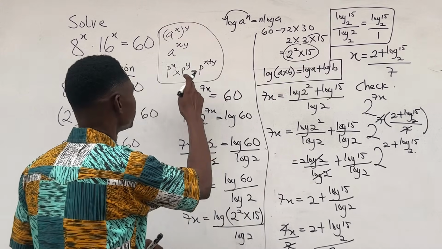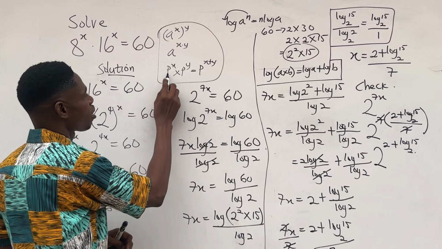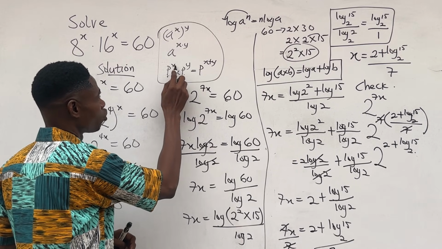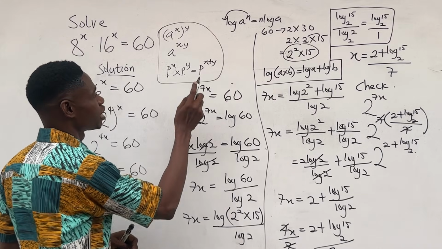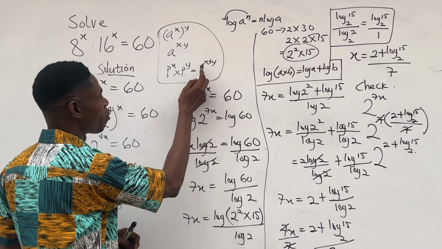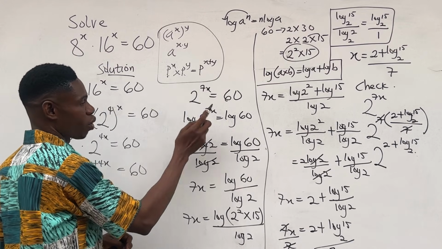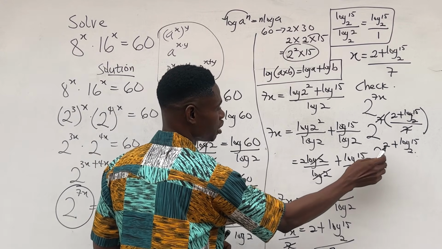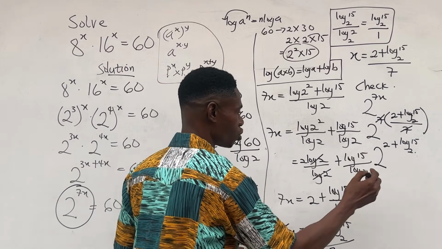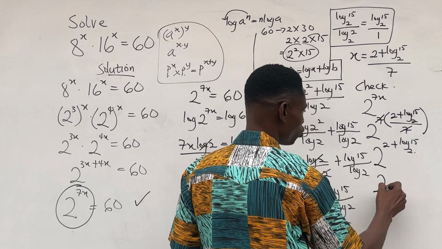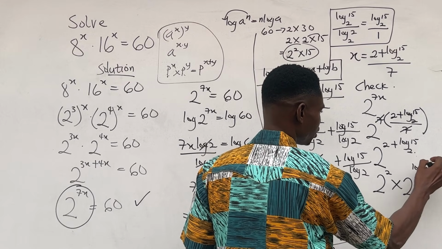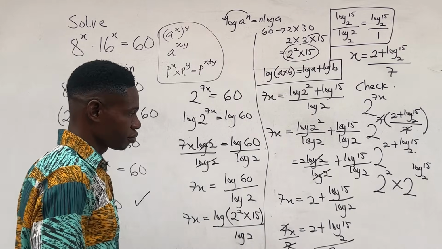Now, remember this law of indices we applied here. We said if you have a number multiplied by the same number, you can add the powers. The same thing applies if you have a number that has a sum as the power, you can break it down. Since we have 2 raised to 2 plus a sum, log 15 base 2, we can break it down. So this will give us 2 raised to the power 2 multiplied by 2 raised to the power log 15 base 2.